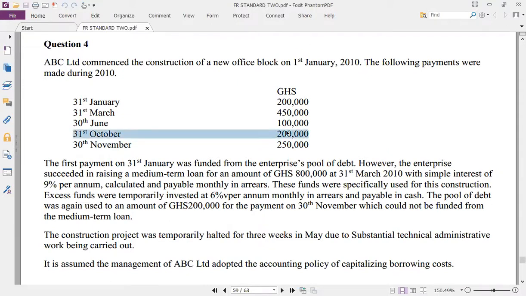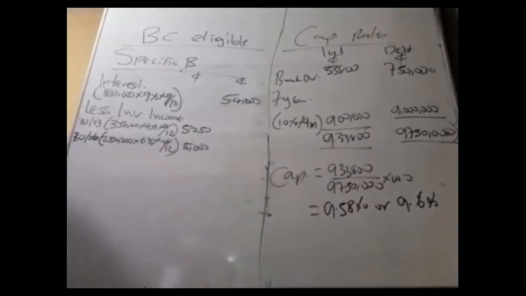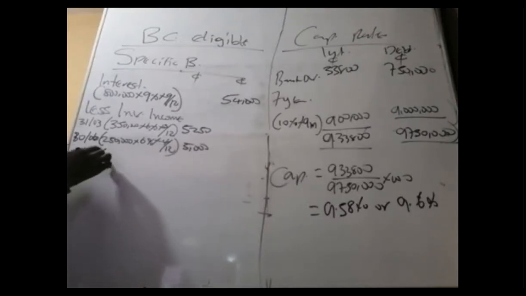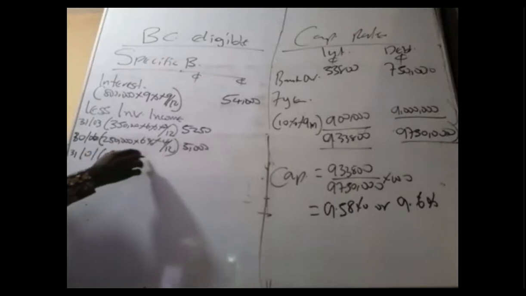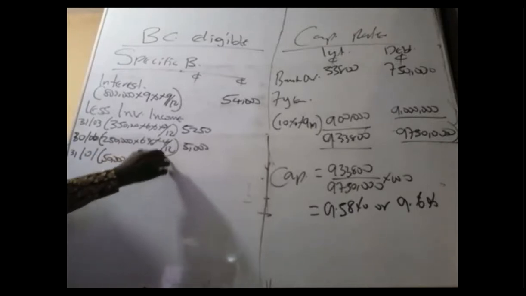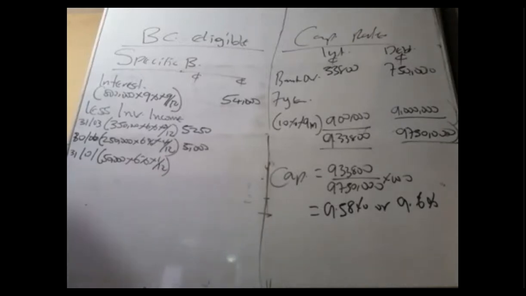11,250, they took 200. So 11 was 50, and that will be free until 30th of November. So therefore, it will be invested on 1st October. Examiner, that 50,000 will be invested at the rate of 6% for just 1 month. So that will be 50,000 times 1 divided by 12 times 0.06. That will be 250, right?